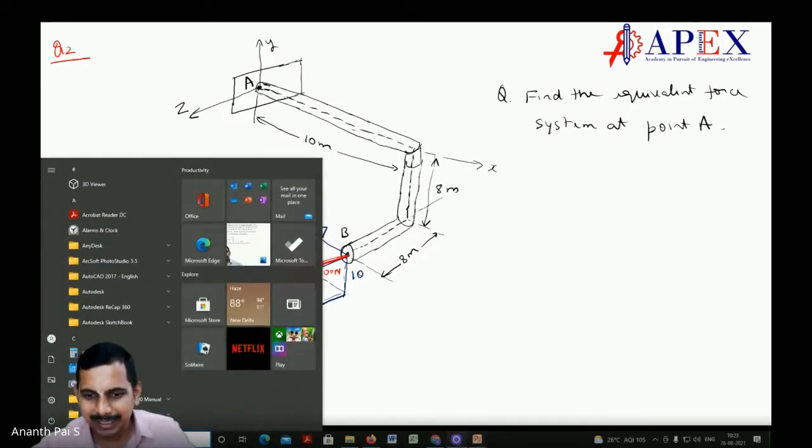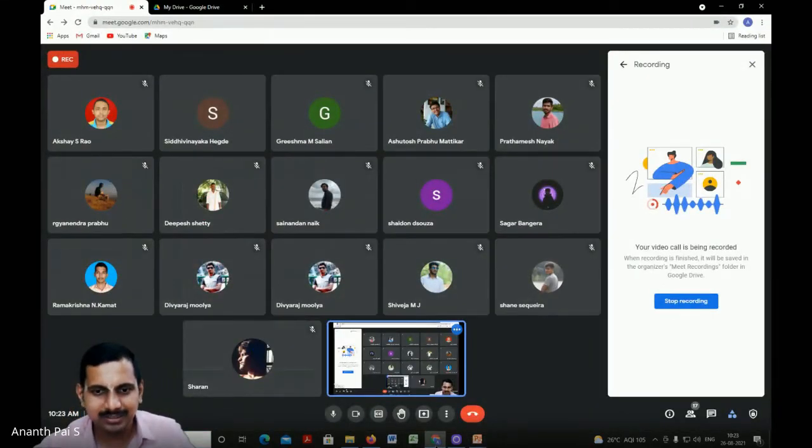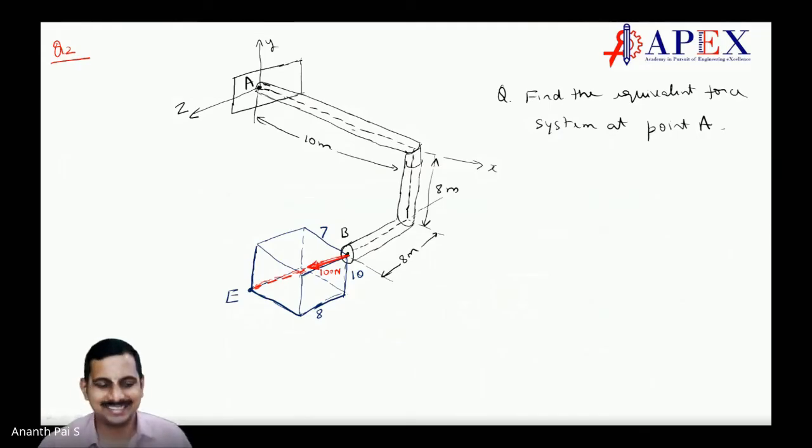100 Newton is a magnitude, but what is the force vector? That is the unit vector we have to multiply. Exactly, that's it. That is the understanding you have developed now. So first of all, find out the force vector.